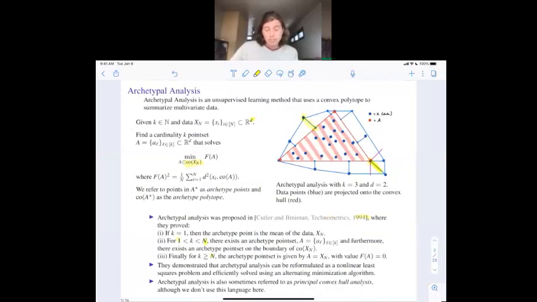I mean, this is the solution of an optimization problem. So I can look at the objective function for different values of k, and if you want to do this kind of knee analysis, that would be one way of choosing k.